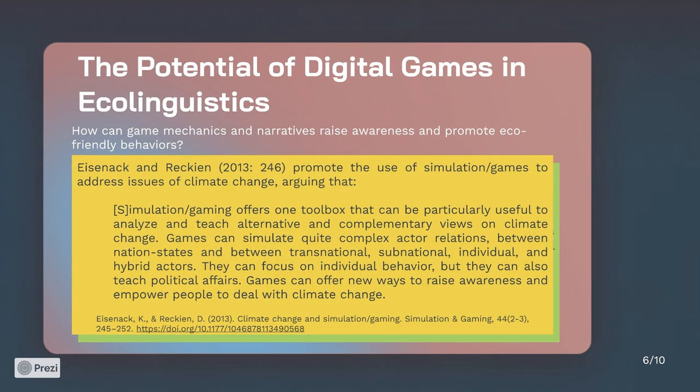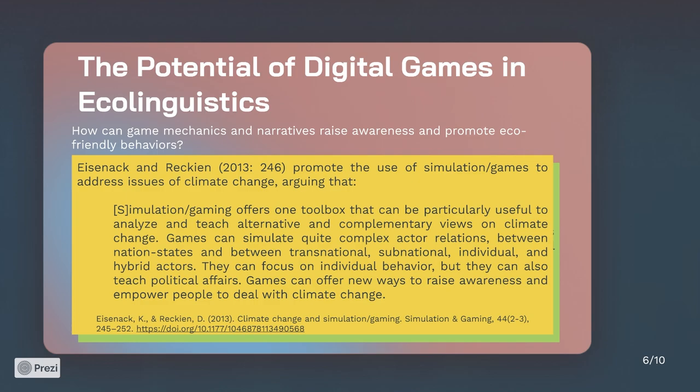Okay, then we get some quotes here, because no point if I'm the only person telling you. So we have, I don't know how to pronounce names, Elsnick Reckon promotes the use of simulation games to address the issue of climate change. So make it really simple here.